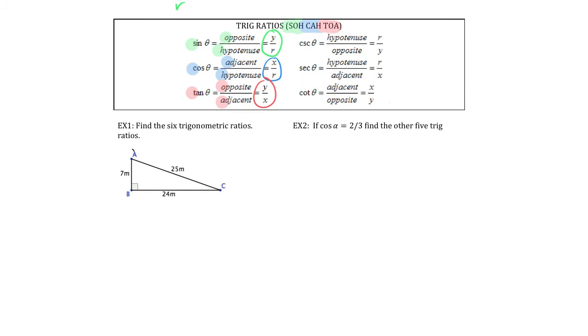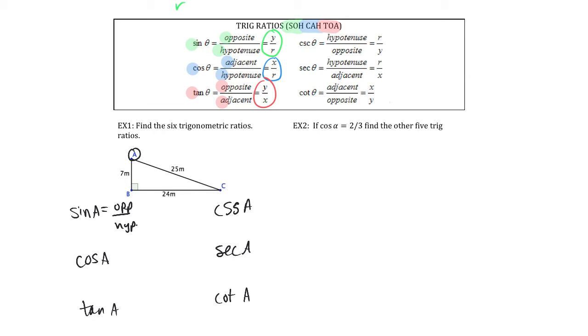All right, so let's go ahead and work on these. From angle A, let's find the 6 trig ratios. I want the sine of angle A, the cosine of A, and the tangent of A, and then also the reciprocals: the cosecant of A, the secant of A, and the cotangent of A. All right, so sine is opposite over hypotenuse.